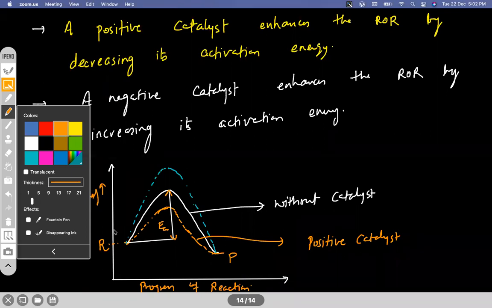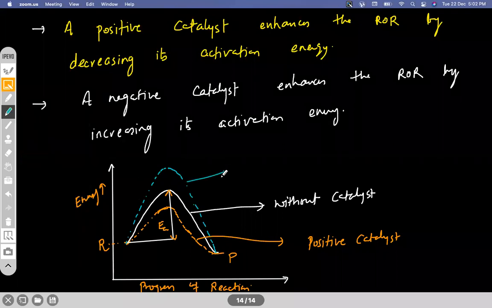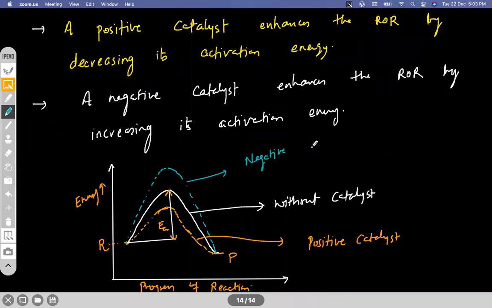Correct? If you think of this graph, it is for a negative catalyst. You see the activation energy increases. Originally it was this, and now this is this much more, right? So activation energy increases, and hence the reaction proceeds with a slower rate.